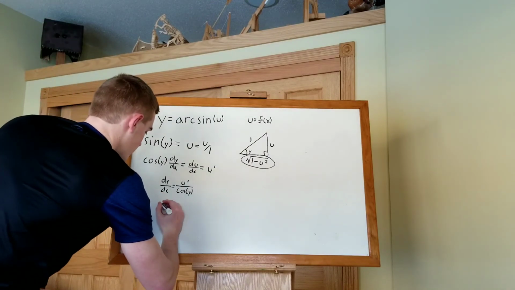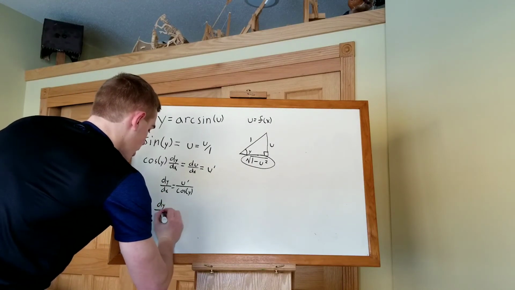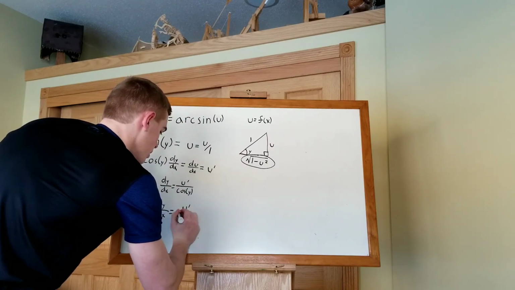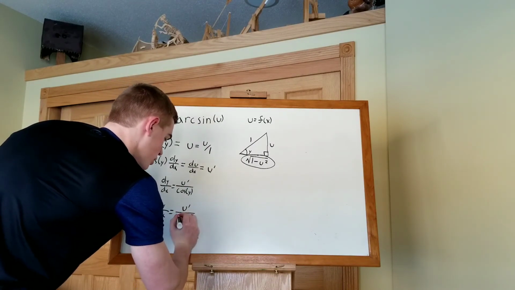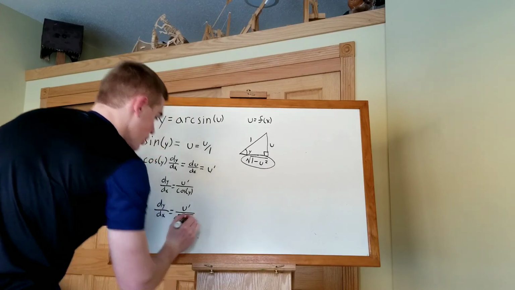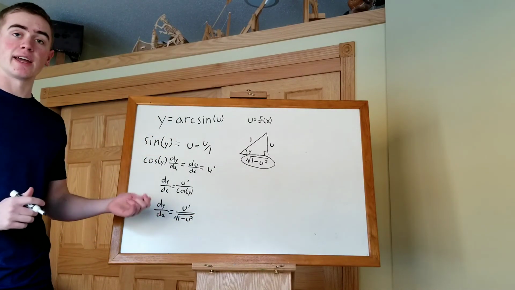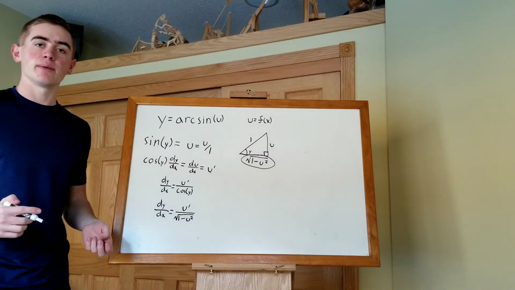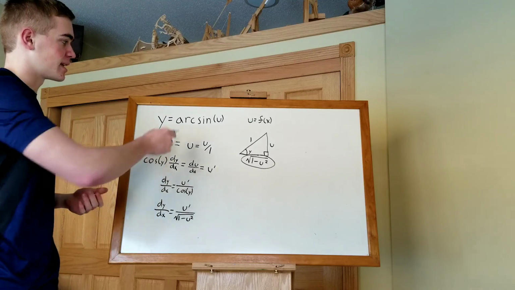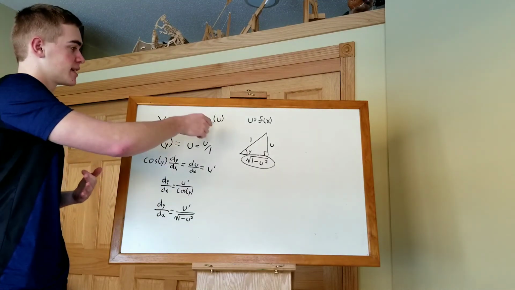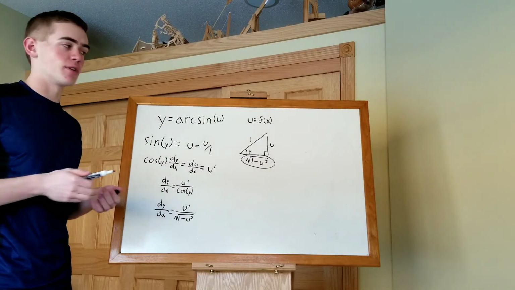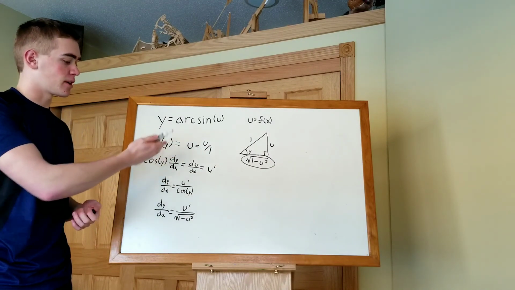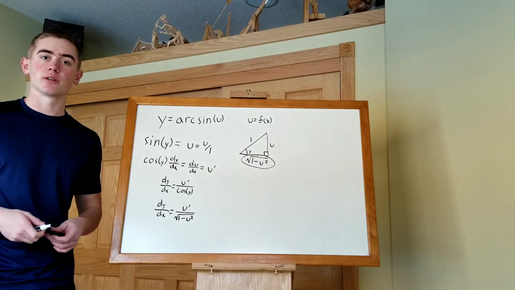So what we wind up with is dy over dx equals u prime over the square root of 1 minus u squared, which is the answer for the derivative of this function with respect to x. And this same exact approach can be applied to every single arc function. Arcsine is the simplest, but all of them follow this exact same method for getting the derivative. And that's why the derivative of arcsine is u prime over the square root of 1 minus u squared.